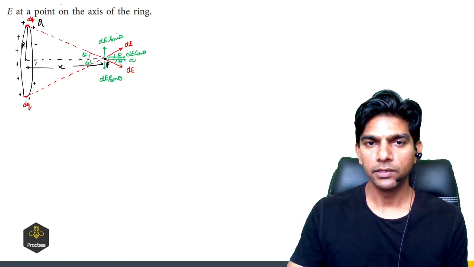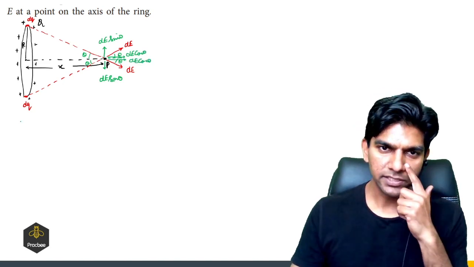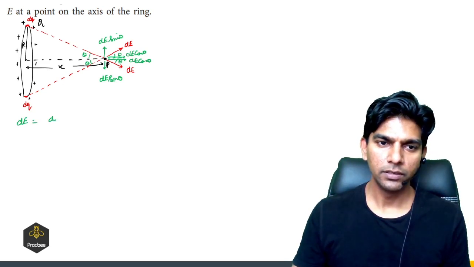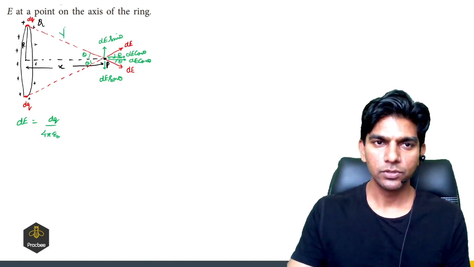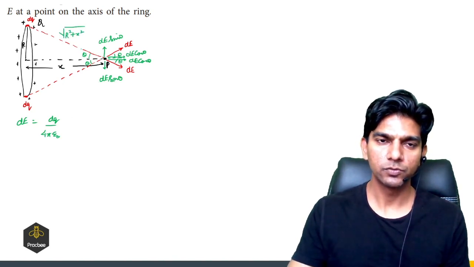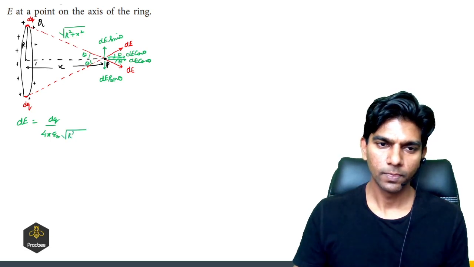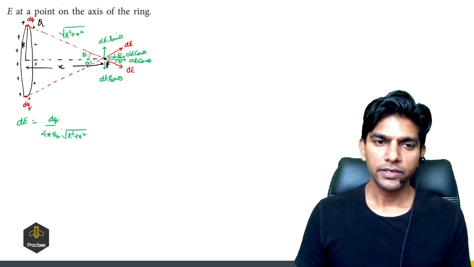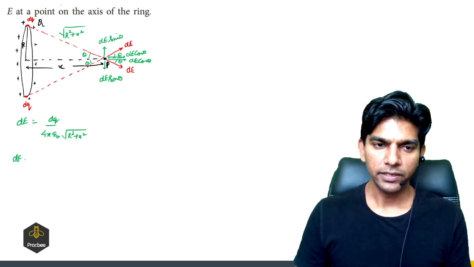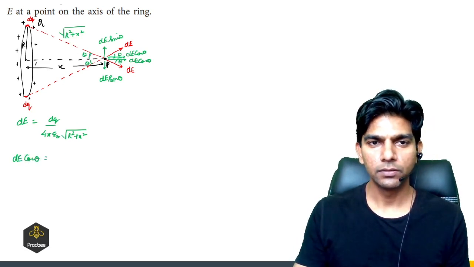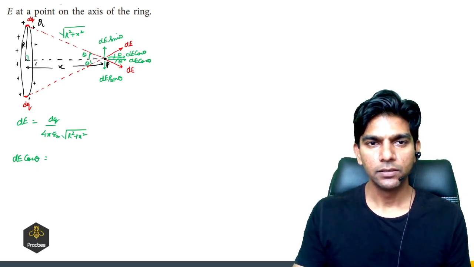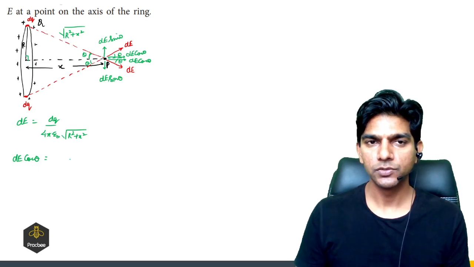So dE cos theta. Now what is dE? dE will be dq divided by 4 pi epsilon naught times r square, where r will be the hypotenuse, which is root of r square plus x square, right? Now let us find dE cos theta. If I consider this right angle triangle, cos theta will be base upon hypotenuse, which is x upon root r square plus x square.